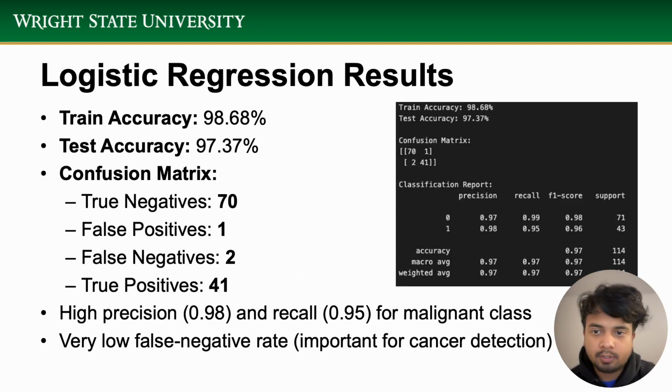Talking about its result, it performed extremely well, achieving a training accuracy of about 98.7% and a test accuracy of 97.4%. The confusion matrix shows 70 true negatives and 41 true positives, which means the model is correctly identifying most cases. The key area to look at is the false negatives, which represent missed malignant cases.